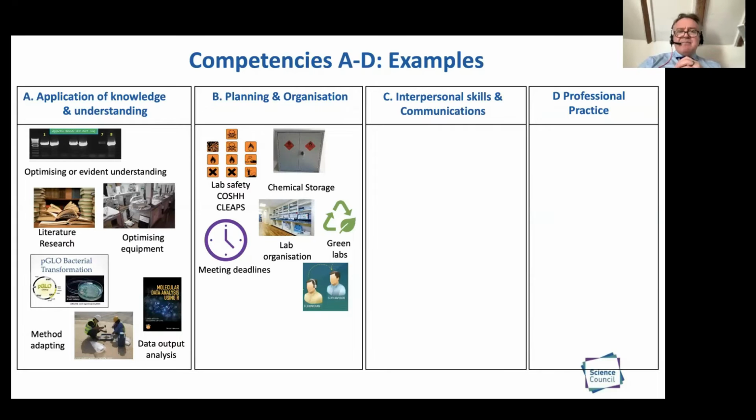One aspect of competency B is demonstrating that you work to certain standards. So that could typically be health and safety, laboratory safety, COSHH in higher education labs and industry, CLEAPSS in schools. But it can be other sorts of standards as well, such as how you go about disposing and storing of chemicals. It can also be ecological things, such as how you go about rendering your lab more green. Do you recycle your tips, for example?